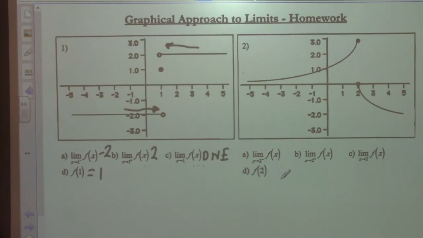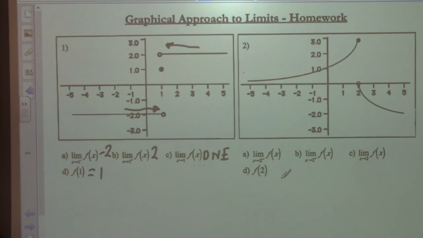Okay, class, we're going over the homework here, and Hannah has a really good explanation for the graphical approach to limits, so we're doing a little bit of homework review. She's going to explain this second problem here. Here we have this graph. She's going to explain what's going on. Go ahead.